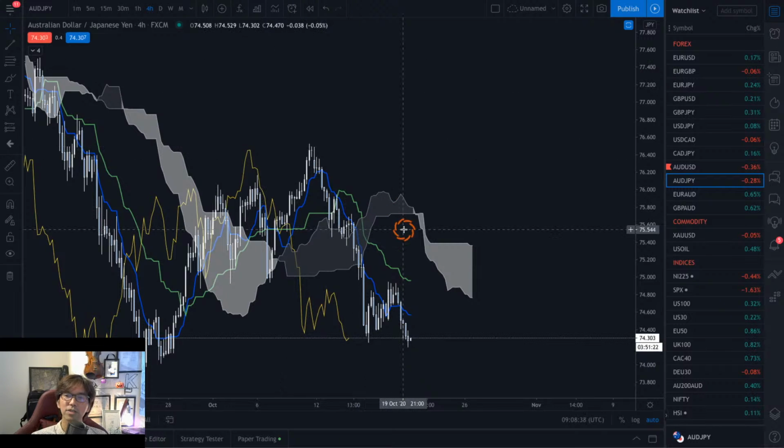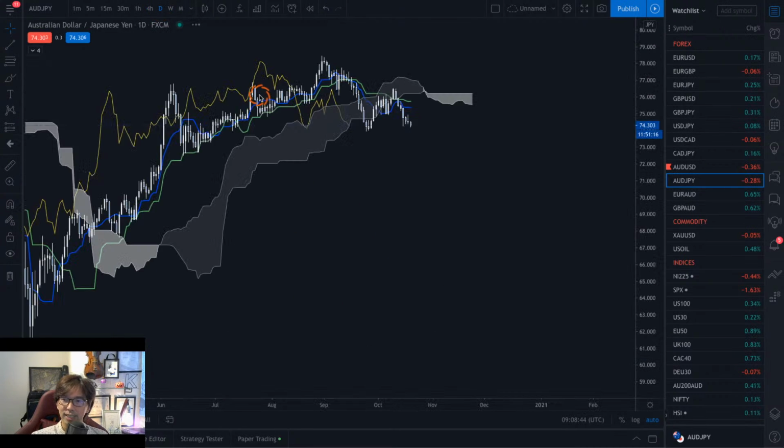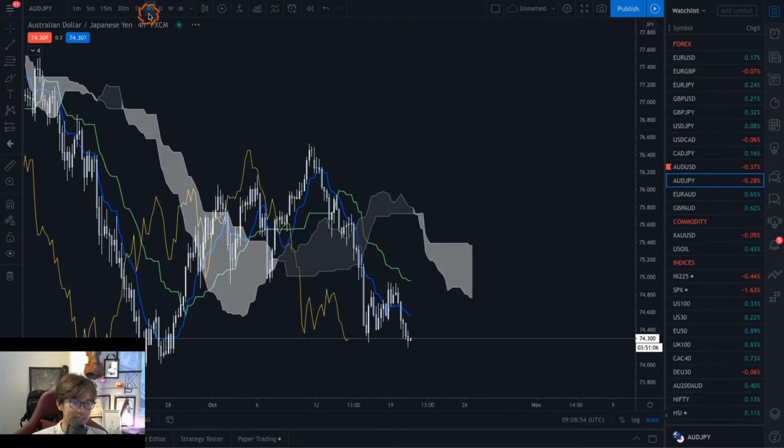AUD-JPY forward chart also looks to be downtrending, so let's compare it with the daily chart. On the daily chart, the price is below Tenkan, Kijun, Kumo, Chikou span below the candles, but we can see forward chart to be more trending down. So in this case, I would take forward chart, not the daily chart, to follow this downtrend. So yeah, this one is also downtrending.